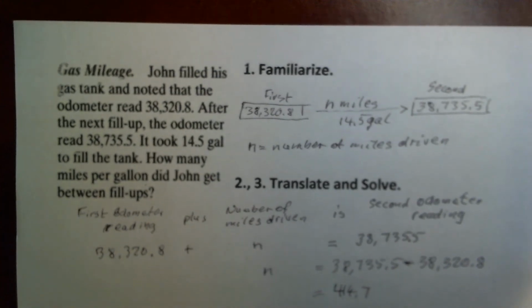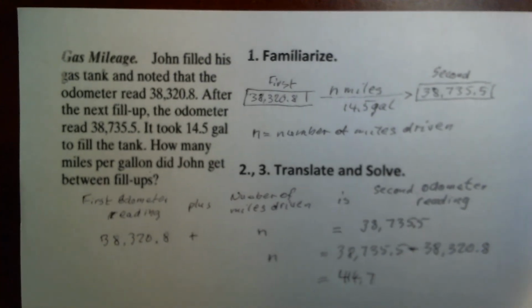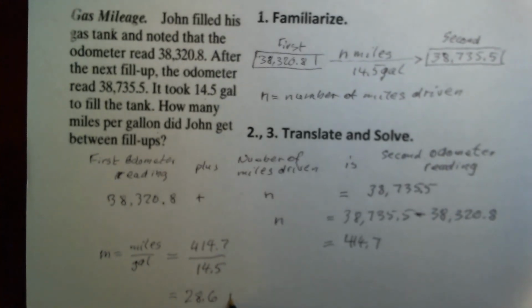To get the miles per gallon, m, let's say m miles per gallon, we simply divide 414.7 by the number of gallons, and there was 14.5, and this then is equal to 28.6. So that's our miles per gallon.